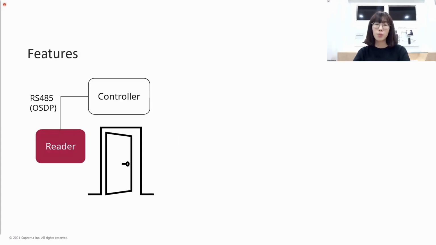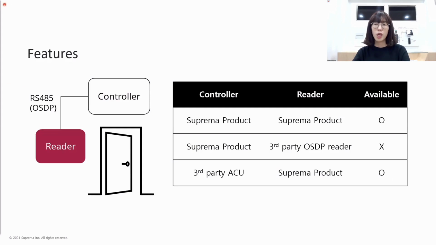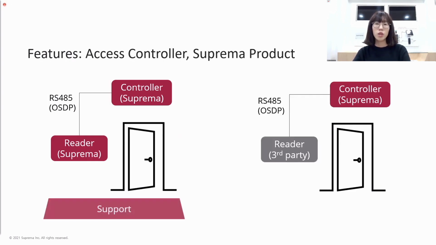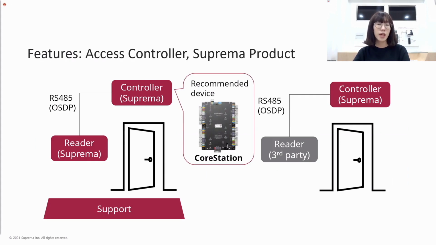As I said, OSDP is a two-way communication method between the reader and the controller. Suprema devices can be a controller or a reader because they have a relay and the capability of user authentication and reading a card. Suprema devices as a controller can only be connected with Suprema devices at the moment, and a third-party OSDP reader is not available. We are going to implement a new feature in the first half of next year. Again, OSDP communication between Suprema devices is possible.